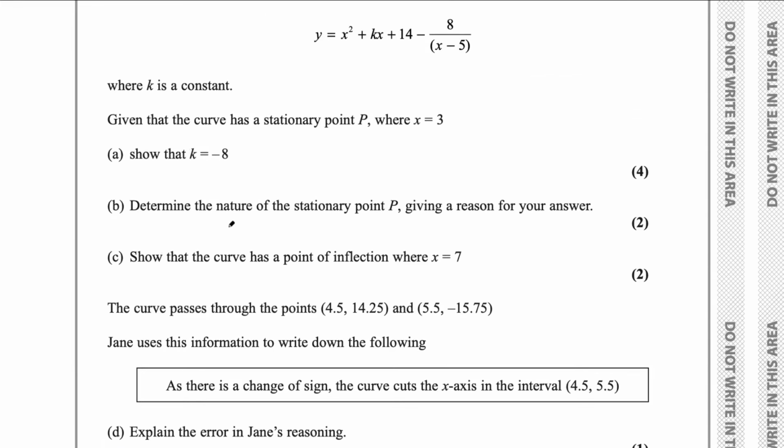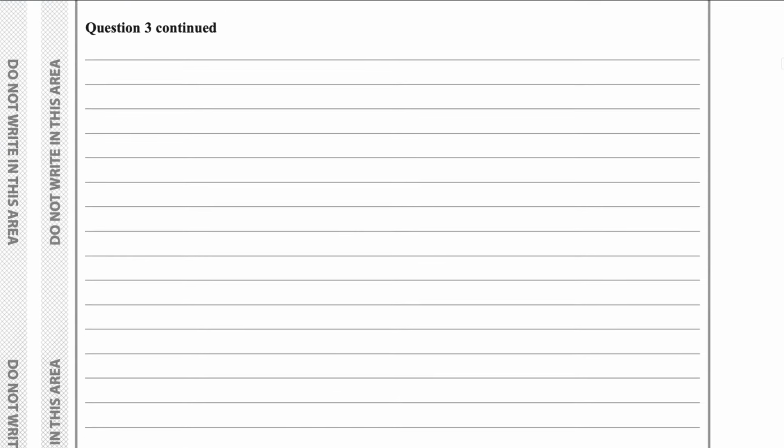Part B says determine the nature of the stationary point P, giving a reason for your answer. So basically a stationary point can be a local minimum or a local maximum. We just need to find which one it is. To do that, there are a few things we could do. You could find the second derivative, or you can find some values around that point and see what's happening to the derivative as we go either side of that stationary point. So I might just do it that way.